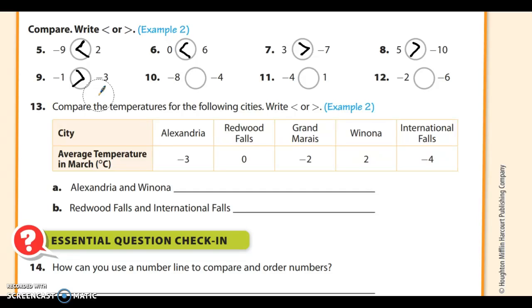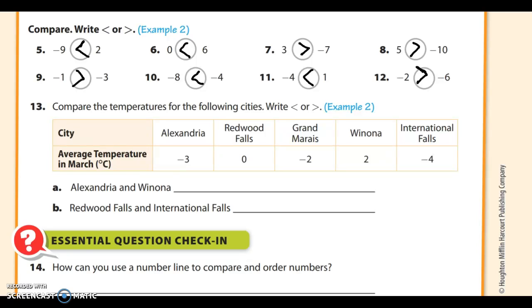And if you're confused about that one, it's the same thing as we were just talking about. If 0 is right here, then -1, then -2, then -3. -1 is to the right of -3, therefore it's the bigger value. I know that seems a little backwards because they're negative. It kind of does seem backwards. -4 is the bigger value here, so I'm going to say that -8 is less than -4. And on 11, -4 is less than 1. And on number 12, -2 is the greater value, so it's greater than -6.